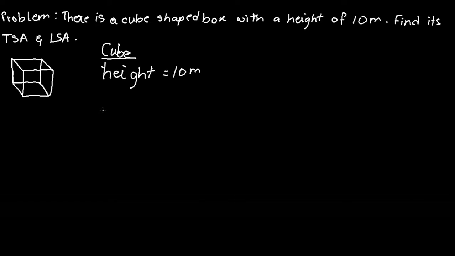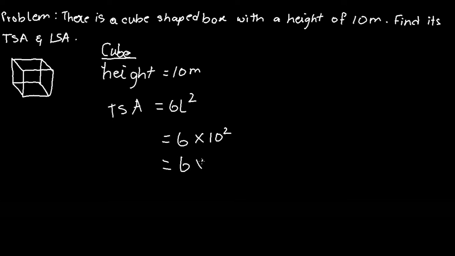Now we're supposed to find its total surface area. And if you remember the formula to find total surface area, it is 6L squared. So let's go ahead and find that. So 6 times 10, the whole squared. Now, why are we using the height instead of the length? Well, since the height is literally the same as its length and breadth, the length and breadth of the cube, we can just use the height.